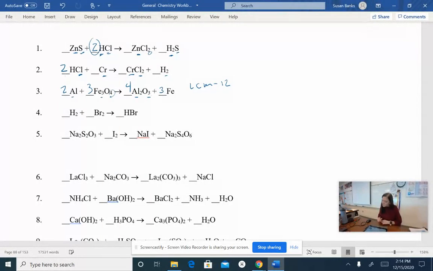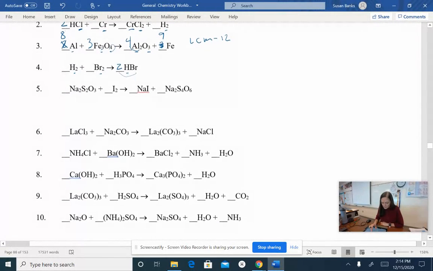4. So does that mean we have to go back and fix our aluminums and our irons? Yes, it does. So 4 times 2 gives me 8 aluminums. So this really should be 8. And then for our irons, 3 times 3 gives me 9. So let's get rid of that and put in a 9. Okay, sometimes you have to go back and refix things. Okay, 2 hydrogens. I need to multiply this by 2. 2 bromines. 2 times 1 is 2. So that's what I have to do there.